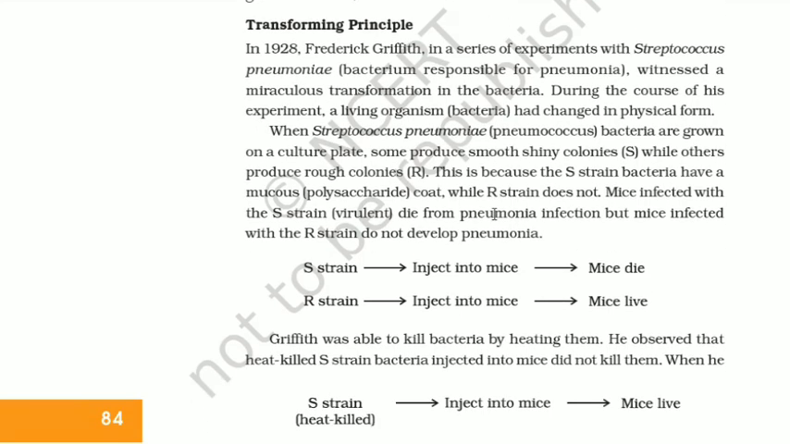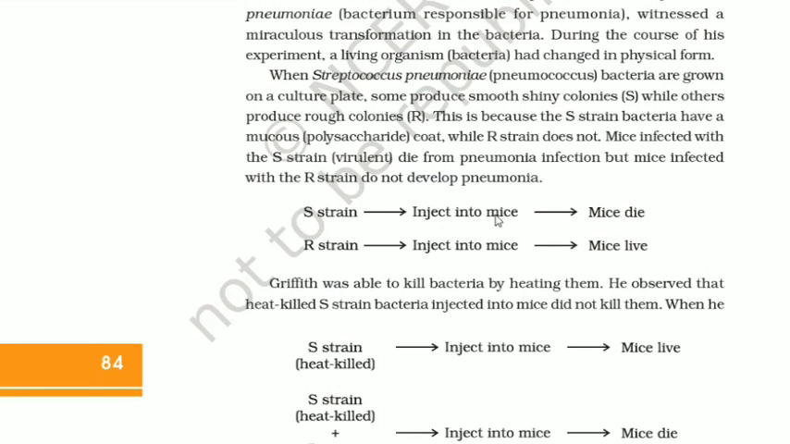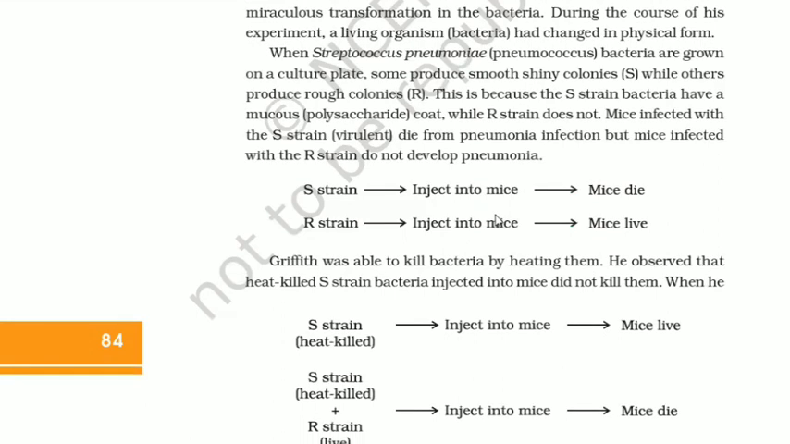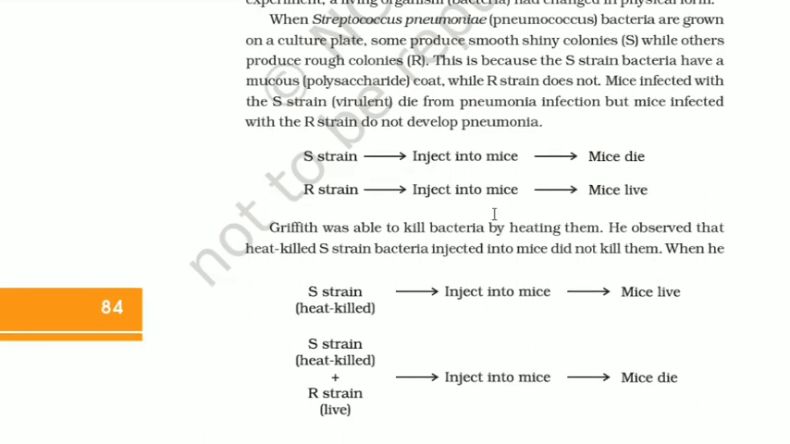Transforming principle. In 1928, Frederick Griffith, in a series of experiments with Streptococcus pneumoniae, bacteria responsible for pneumonia, witnessed a miraculous transformation in the bacteria. During the course of his experiment, a living organism, that is bacteria, had changed in physical form. The Streptococcus pneumoniae bacteria are grown on the culture plate. Some produce smooth, shiny colonies, while others produce rough colonies. This is because S strain bacteria have a mucus, that is polysaccharide coat, while R strain does not.